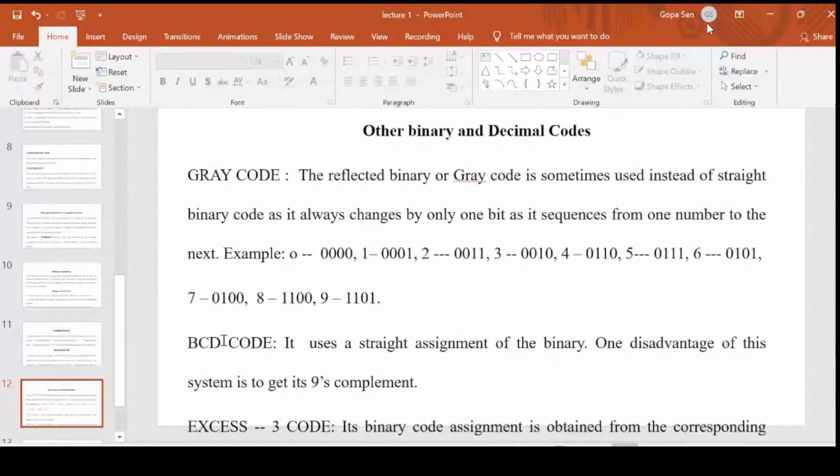Now, the disadvantage of BCD code is in obtaining its 9's complement. We will discuss it in detail later. For now, just know the code.